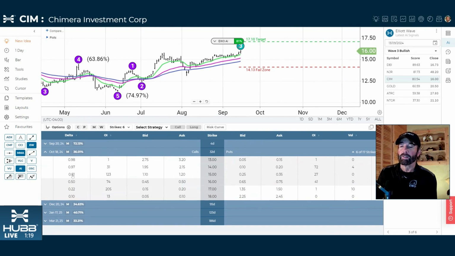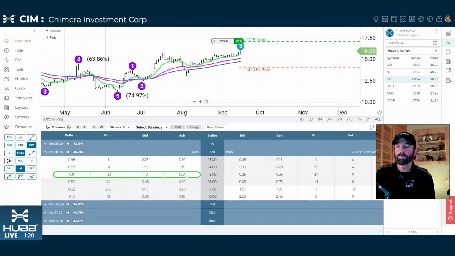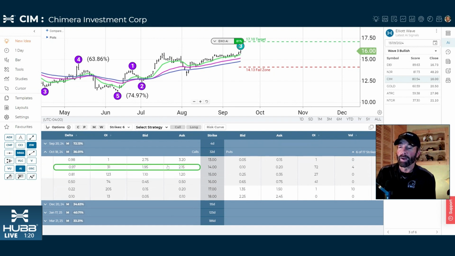We could come up here and look at the 81 delta up here on the 15 strike, $1.10 by $1.20. That is a possibility, because it's kind of along the lines of what we just did with DEI. It's an 80 score versus a 90 score, but that's a possibility. So we can kind of keep that in mind.